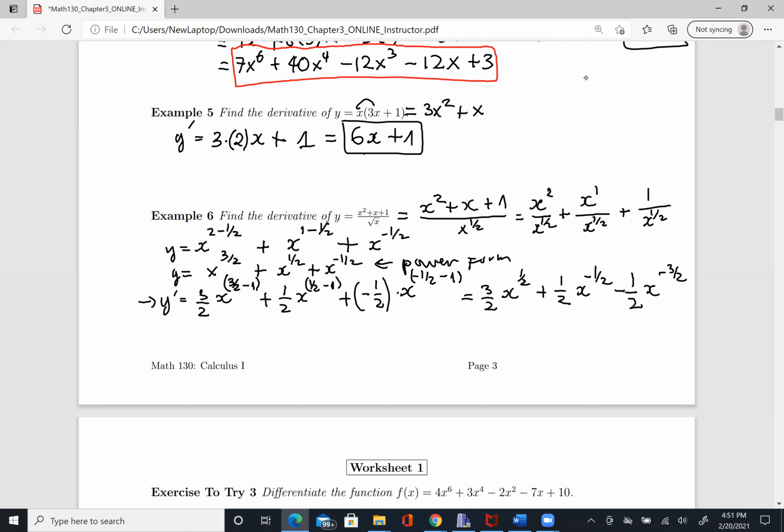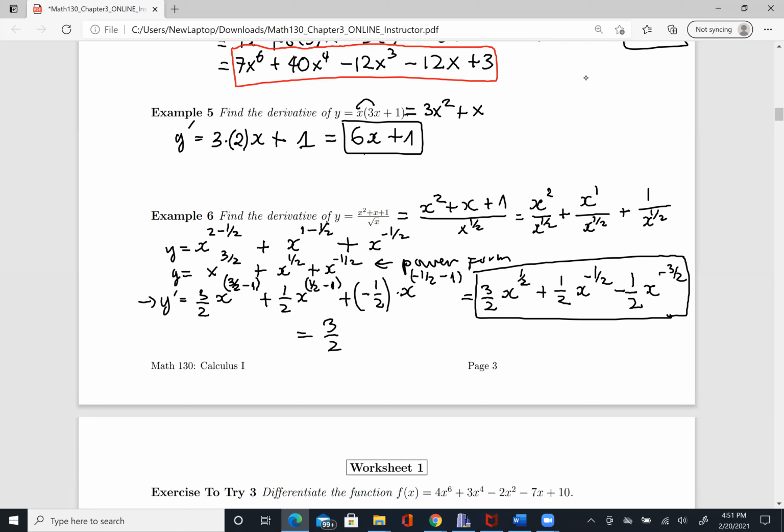Okay, so it looks like I can actually say this is a solution already. No, let's say this is the derivative already. But someone says, I would like to convert it to radical form. Okay, let me convert it for you to see.